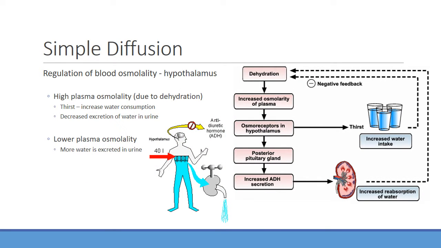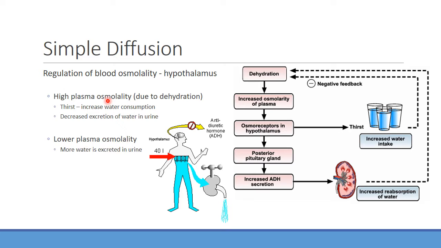So simple diffusion is important, especially for regulation of water and salt within the body. Usually this is regulated a lot by the hypothalamus. We see a lot of regulation of osmolarity of the bloodstream there. Essentially, the hypothalamus is going to be measuring the osmolarity of the bloodstream, and so let's say we have high plasma osmolality, right? Let's say this is due to dehydration. We've had a lot of, say, sweating or vomiting or diarrhea. That's going to lead to the blood being more concentrated, and thus your osmolarity is going to go up, right?